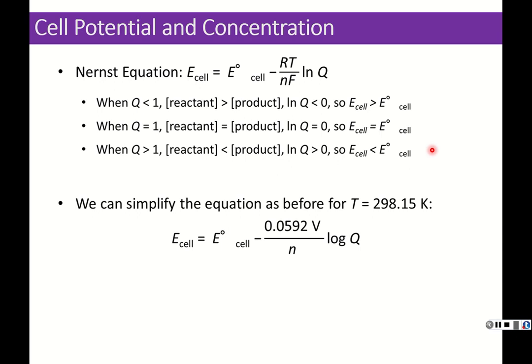Right. You're going to simplify this equation as before. If T is at room temperature, 298, it simplifies to this. So that might be a good equation to remember for homework.